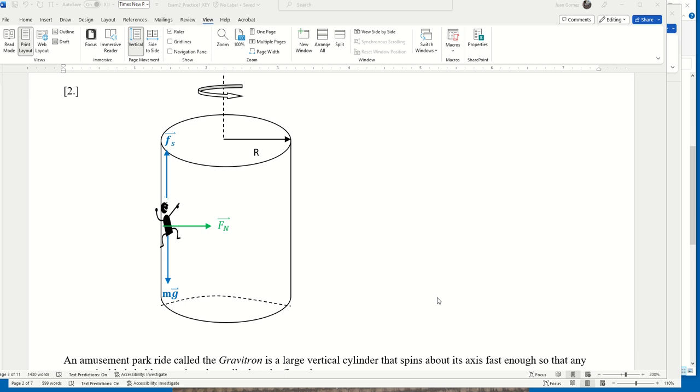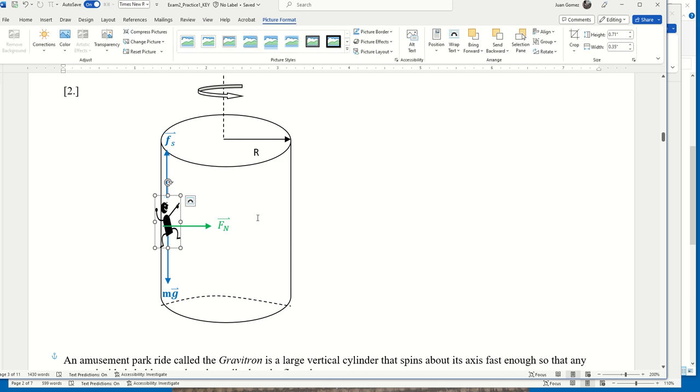And notice, where is Fn directed? It's directed towards the center because this person's moving in this horizontal circle. I could have drawn him on the other side of the Gravitron.